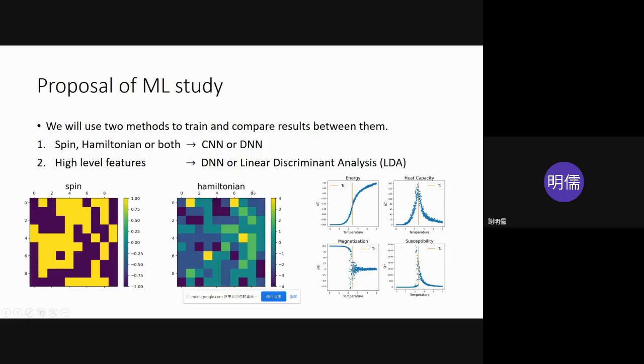Last, we'll talk about our proposal of machine learning study. First, we will use CNN or DNN to train the spin configuration, Hamiltonian, or both of them. Second, we will use DNN or LDA model to train the high-level features. And finally, we will compare the results of the two, and see which one is the better method to train this data and identify the phase.